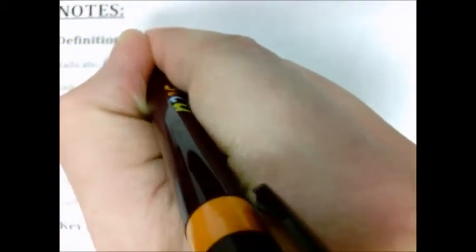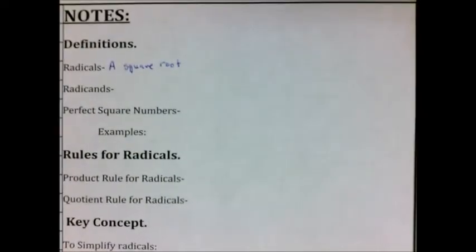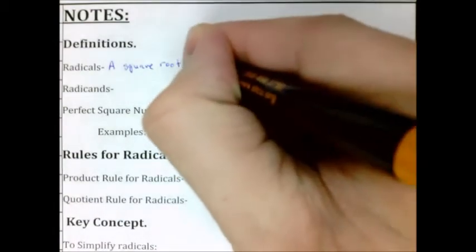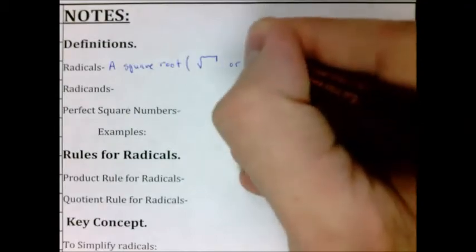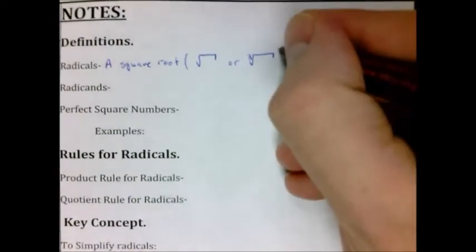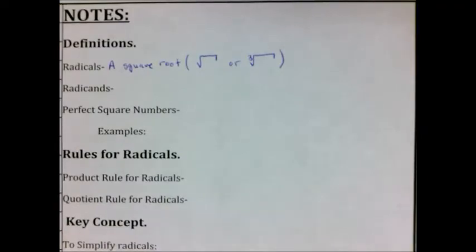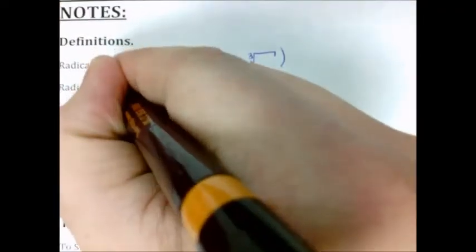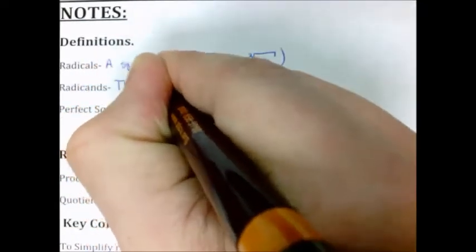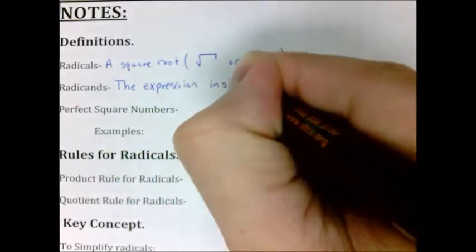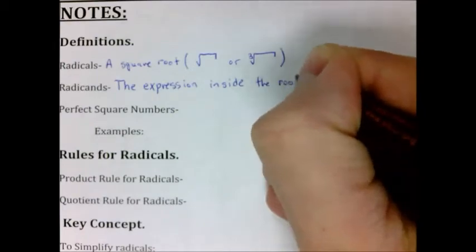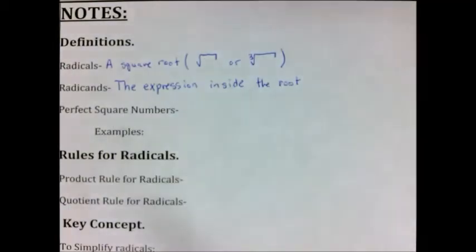And a radical simply is just a square root. And actually it doesn't need to be just a square root. It could be a cube root, or a root to the fourth, or fourth root. So you're looking at something like this, or sometimes it looks the exact same but it's got a little 3 here. It can be one of those types of things. Okay, and a radicand is the expression inside the root. So whatever little numbers we have going on inside here, that's called the radicand.